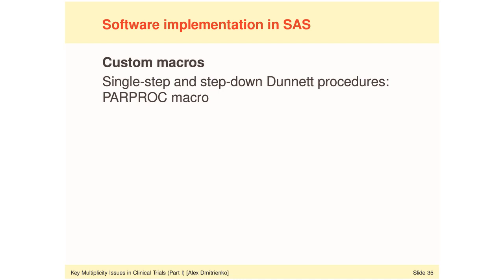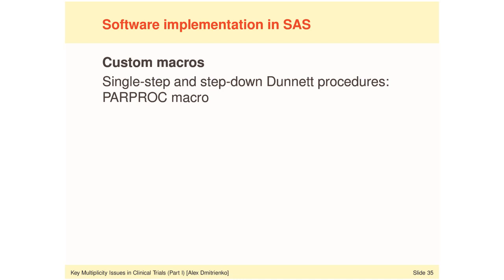And although the single-step Dunnett adjustment is included in several SAS stat procedures, for example, proc mixed, there is really no standalone implementation of the single-step and step-down Dunnett procedures. And this is where the parproc macro comes in. Parproc stands for parametric procedures, and this macro computes adjusted p-values for the single-step and step-down Dunnett procedures.